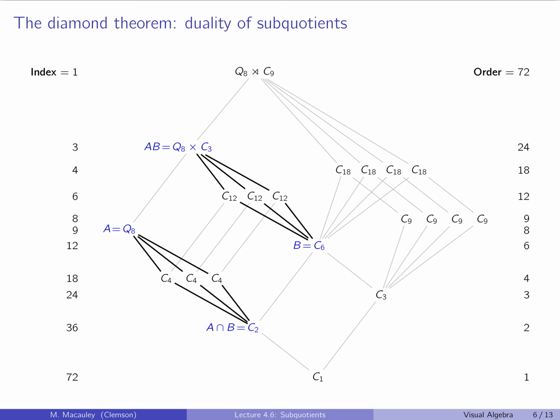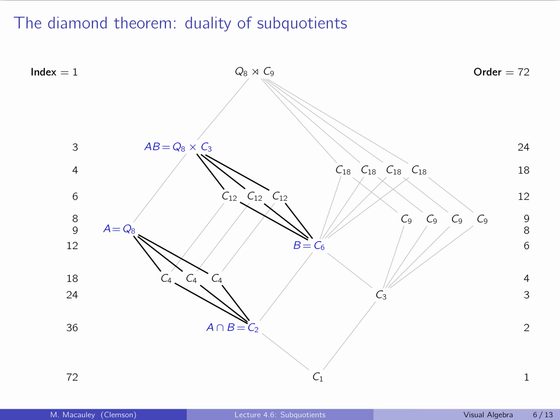This is not the last that we will see of this lattice. We'll see it at the end of this lecture, but also again in chapter 6. Hopefully, with this example and the previous one, you can see what I mean when I say duality of subquotients. It's not a precise thing, but the idea is that a lot of times these subquotients come in pairs along these little diamond motifs. And this is my own term. I haven't heard it elsewhere.